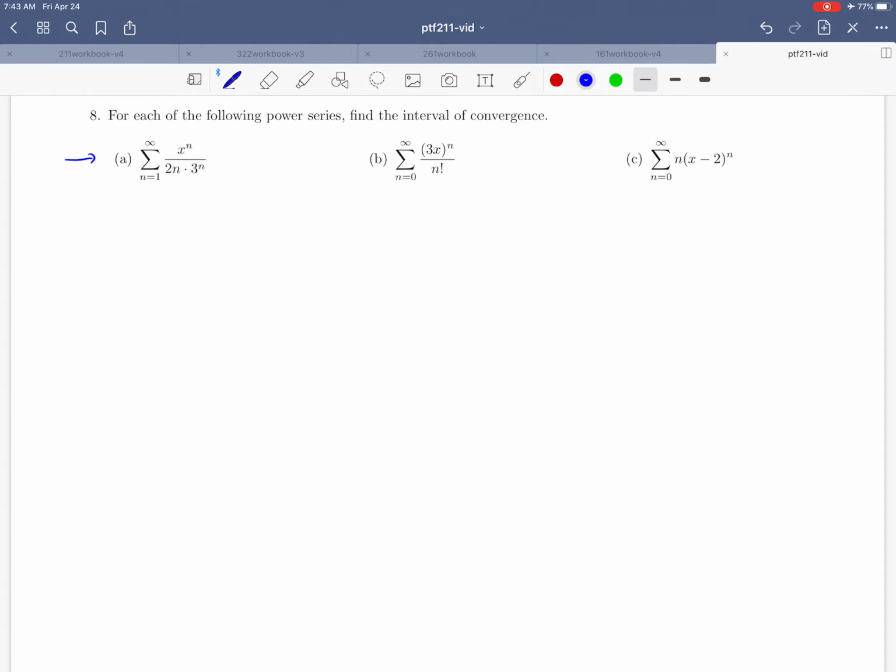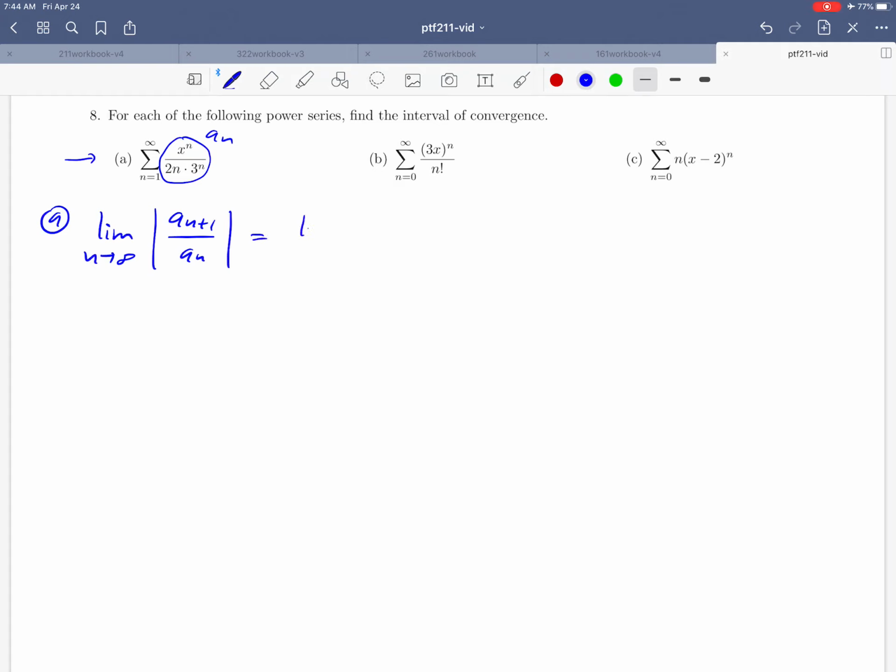Okay, and the nice thing about a problem like this is that we always start out in the same way using the ratio test. If we write down the limit that's involved in the ratio test, it's the one that looks like the limit as n goes to infinity of the absolute value of a_(n+1) over a_n. And remember that a_n is just our name for the nth term in our series.